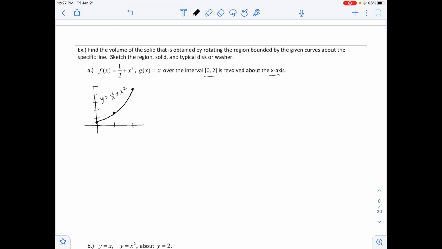The second graph that we have, g of x, is just y equals x, a straight line. So 0, 0, 1, 1, and then 2, 2. And so we have our region. I'm going to go ahead and draw lines here for the values from 0 to 2. And the region that we have, I'll go ahead and shade.